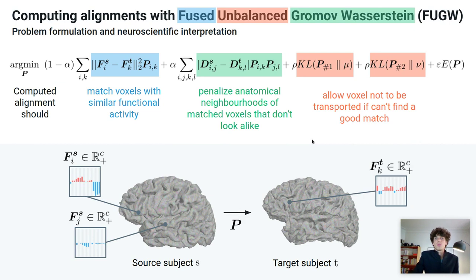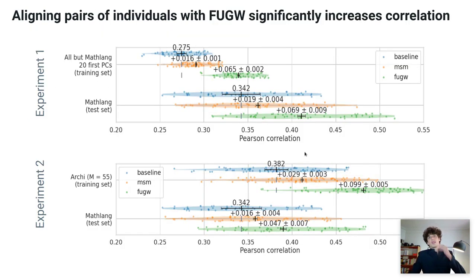Going back to our problem, I'll just leave you with two ideas about why these couplings are useful and why Brain-cockpit was a useful thing in the first place. So we've seen that if we align subjects with our alignment method, with unbalanced optimal transport, it significantly increases correlation between subjects. So that's what I want to convince you about here. Every dot that you see is one pair of subjects, and so the correlation for these pairs of subjects, the correlation of their contrast maps.